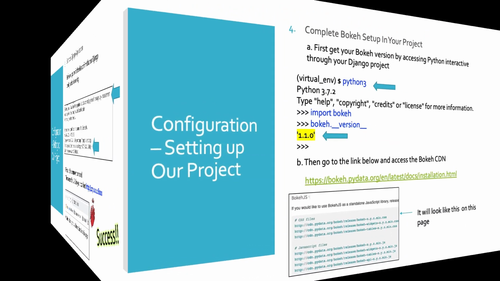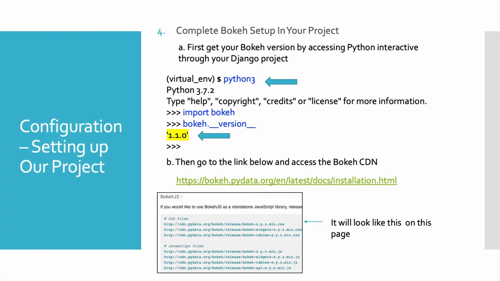Nice job. Okay, so here is where we're going to complete our Bokeh implementation. From within your virtual environment, we're going to go into Python interactive. So for me, it's python3 and then enter. For you, it might be python enter if you're on Windows. From there, you'll get the three greater-than arrows, and we want to do an import bokeh. And then to determine what the version is, we'll do bokeh.__version__. For me, you see it's 1.1.0. For you, it might be something else. Once you confirm that, we want to go to this link, or you can just Google it. Either way, you want to get the Bokeh CDN, and you'll get several links.